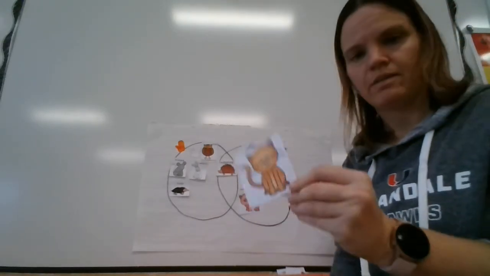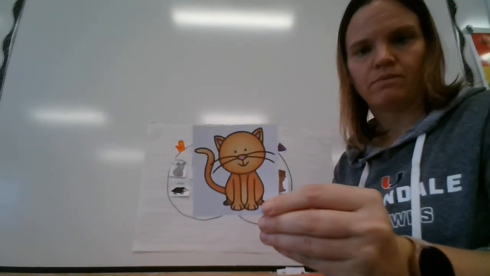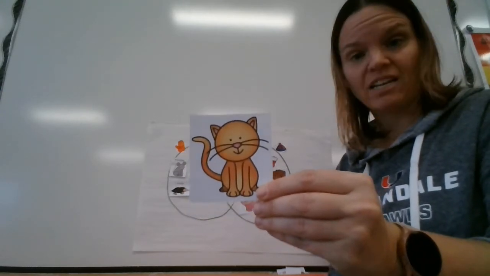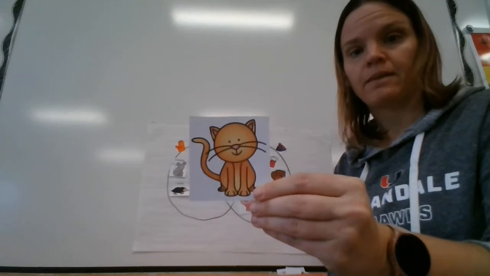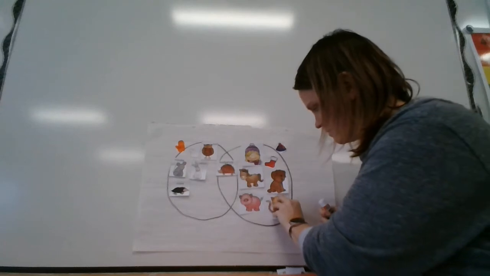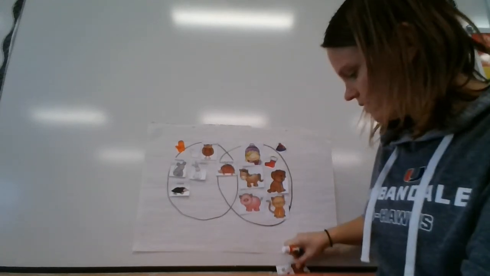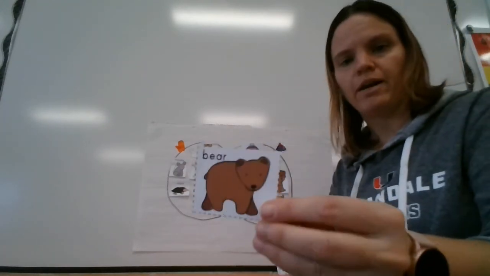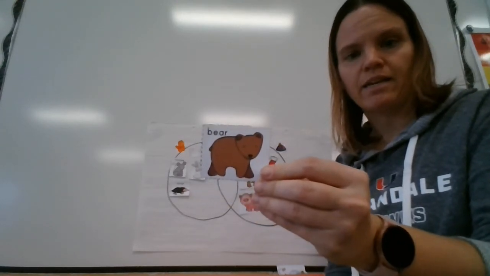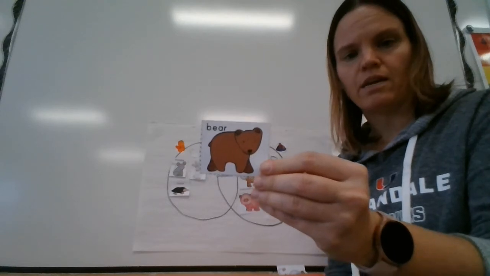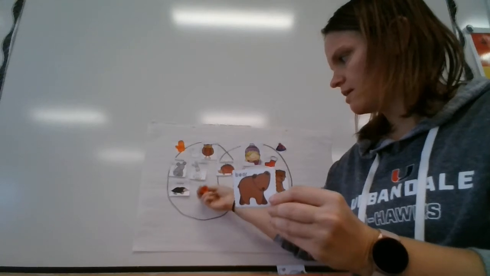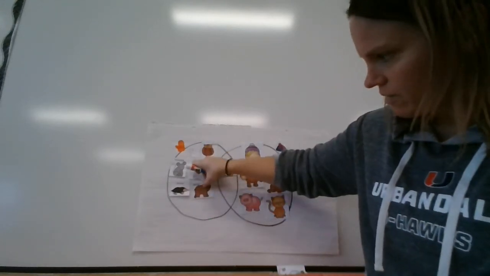Okay. We have the cat. Was there a cat in the mitten, in the hat, or both? Right, in the hat. Okay. How about the bear? Was the bear in the mitten, the hat, or was he in both of the stories? Yes, he was in the mitten. Stretched out that mitten.